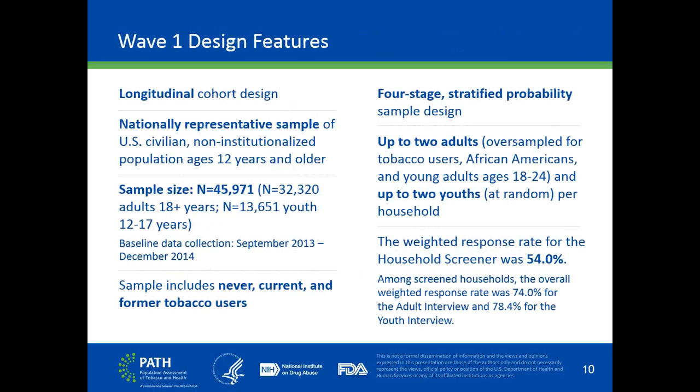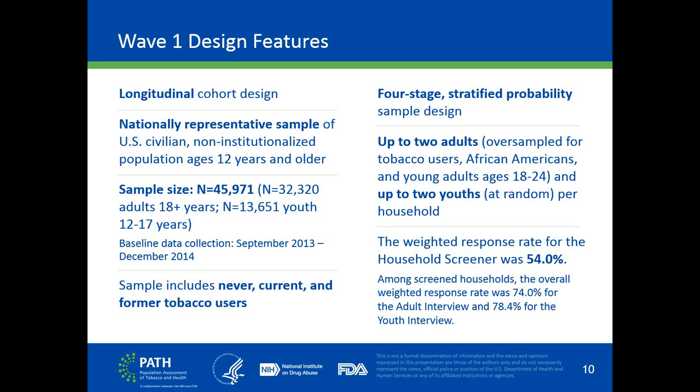Some design features I mentioned already. A longitudinal design, it's a nationally representative household survey of the U.S. civilian non-institutionalized population, age 12 years and older. All total, there's nearly 46,000 people in wave 1 of the PATH study, with about 32,000 adults 18 and older and 13,600 youth ages 12 to 17.